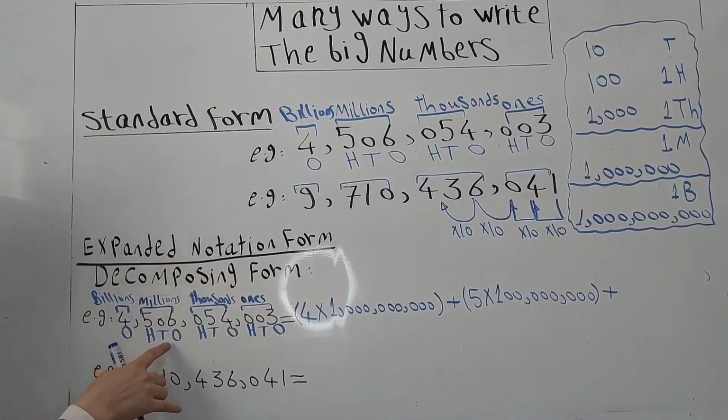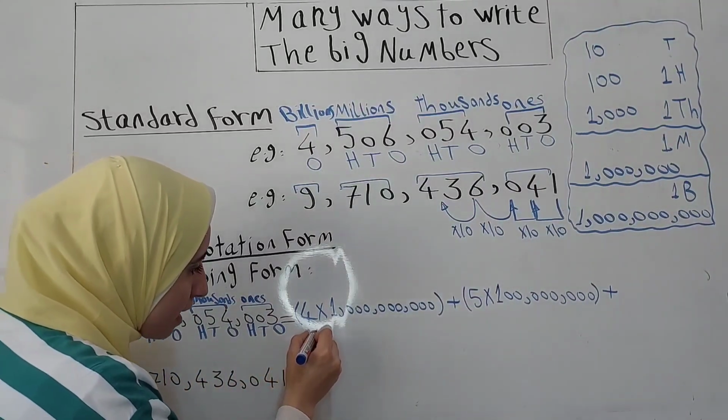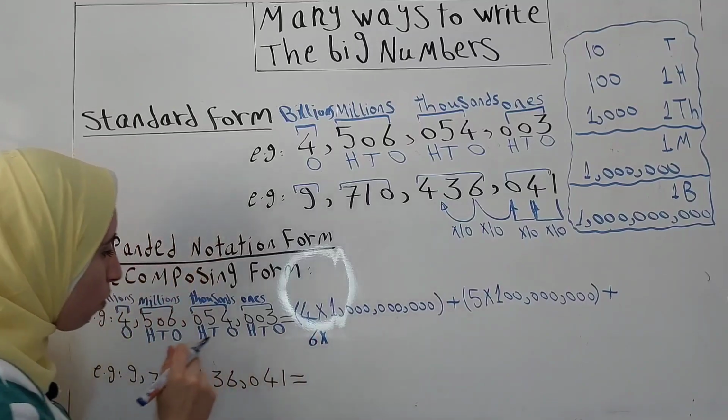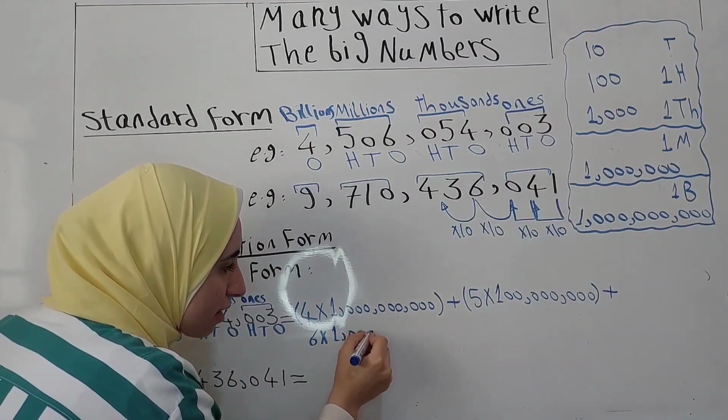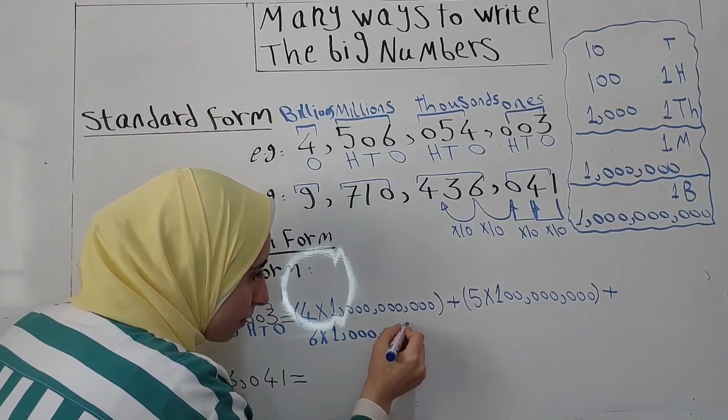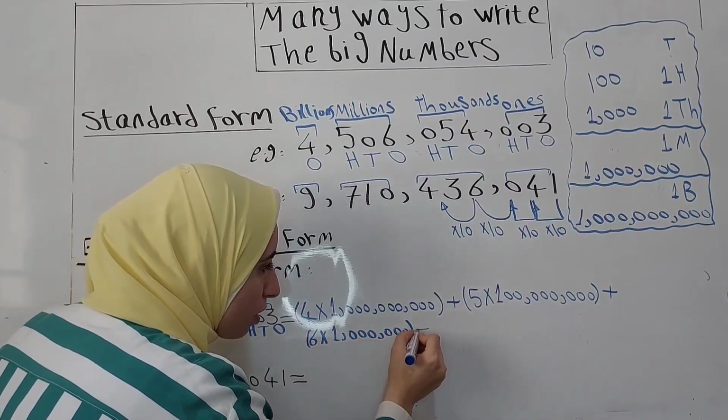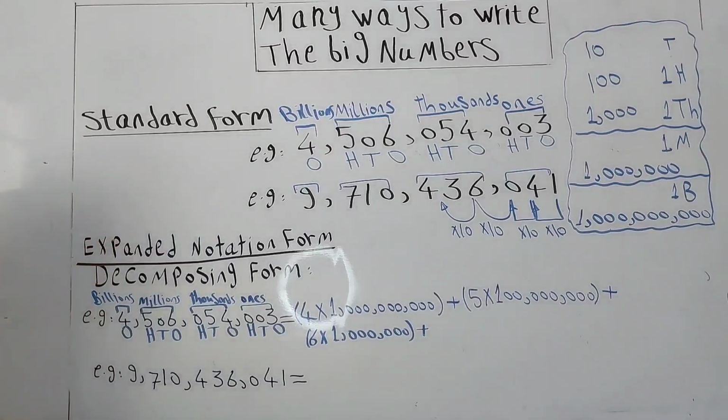The next digit is 0, but the value for the digit 0 is 0, so we go to the next digit. The next digit is 6. 6 is in the millions place, so we write 6 multiplied by 1 million. 1 million has 6 zeros. Between brackets. Then we write a plus sign.